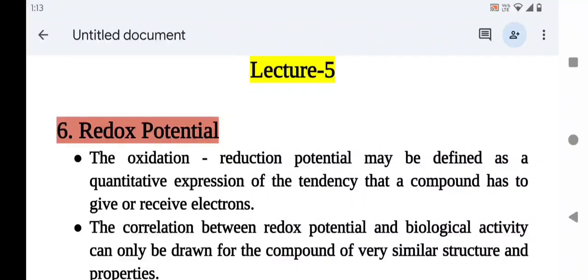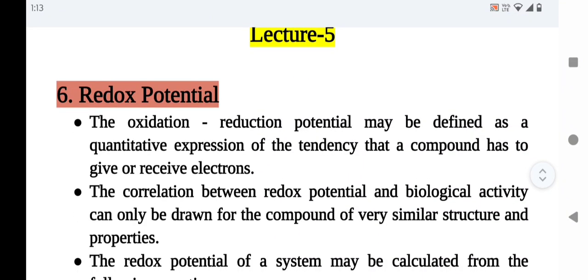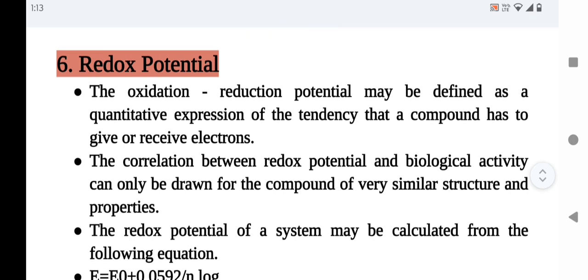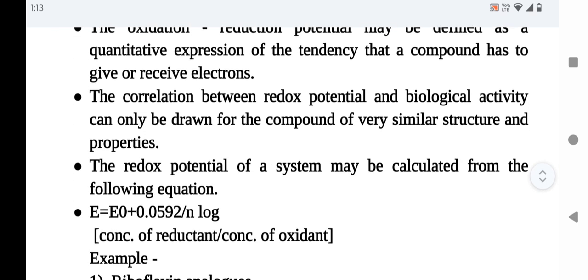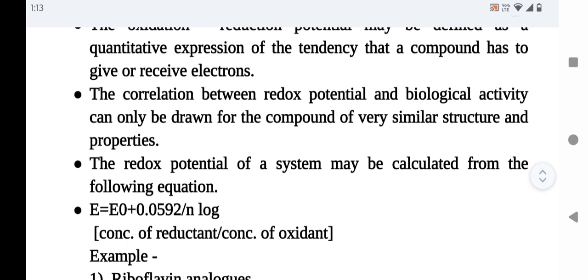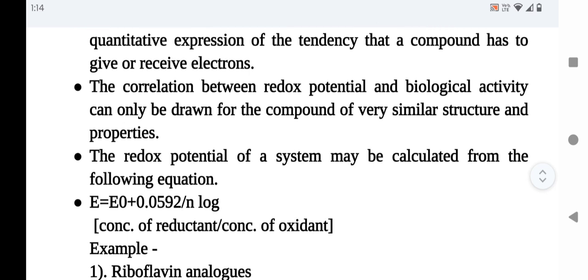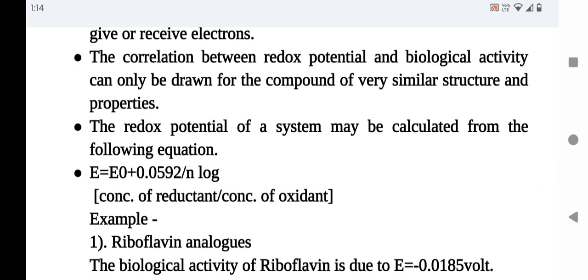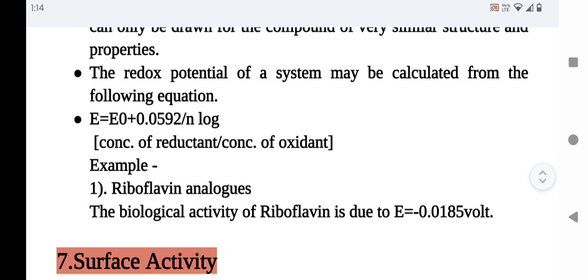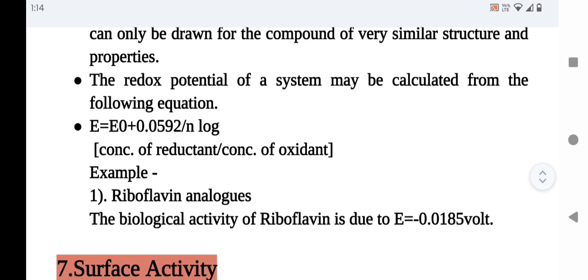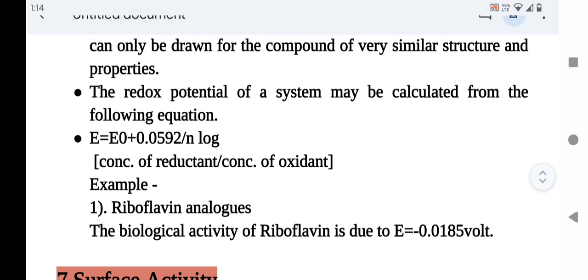Lecture 5, Redox potential. The oxidation reduction potential may be defined as a quantitative expression of the tendency that a compound has to give or receive electrons. Then the correlation between redox potential and biological activity can only be drawn for compounds of very similar structure and properties. The redox potential of a system may be calculated from the following equation.